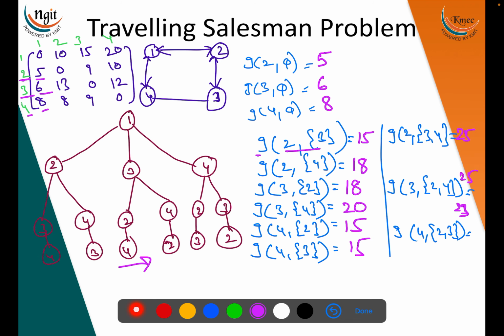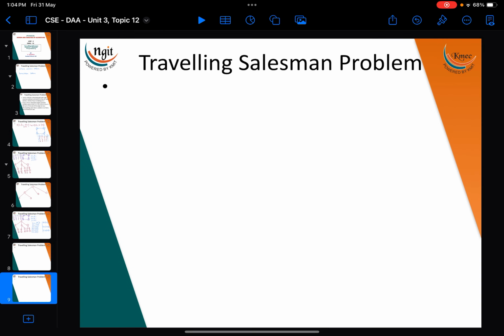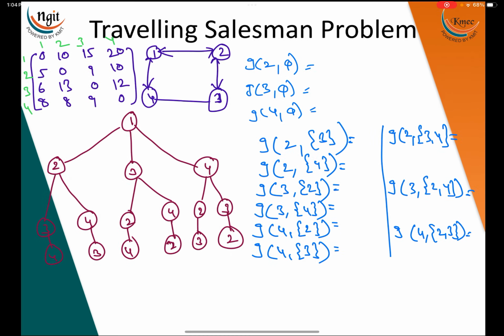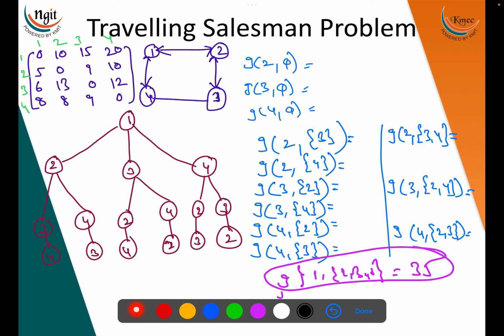So finally, the cost of G(1, {2,3,4}) is what? 35, minimum cost. So this is the traveling salesperson problem solution. Thank you all.